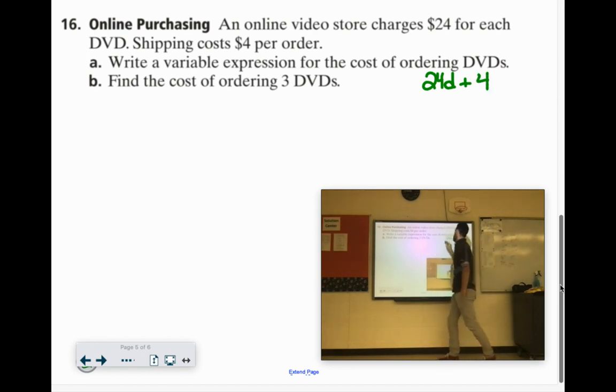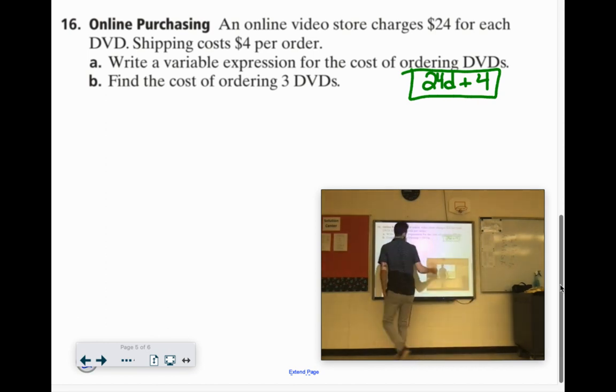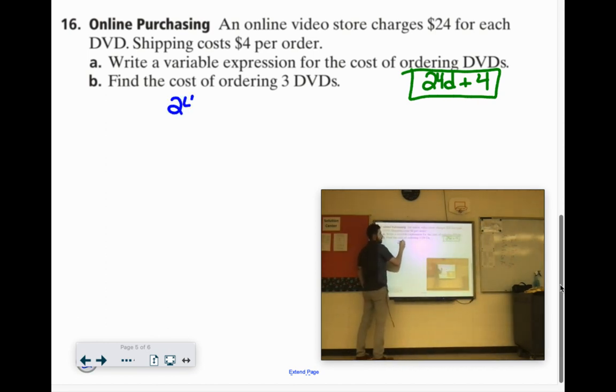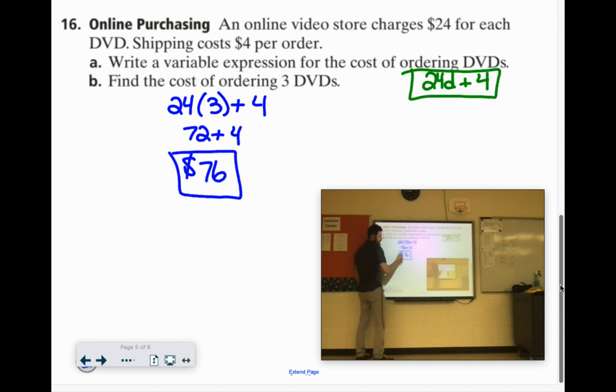Find the cost of ordering 3 CDs. Or sorry, 3 DVDs. So 24 times 3 plus the $4. 24 times 3 is 72. Plus $4 comes out to $76. We're cruising.